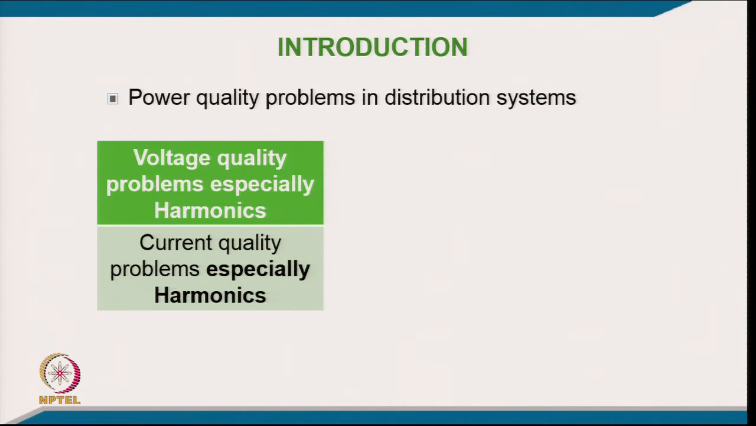So, now coming to the introduction, with the power quality problem in distribution systems, we typically have both voltage quality problems, especially harmonics in the voltage, and current power quality problems, especially harmonics in the current. That is the reason we have to use the filter, and typically the hybrid filter is supposed to eliminate the harmonics, but we can do additional jobs, at the cost of additional rating.